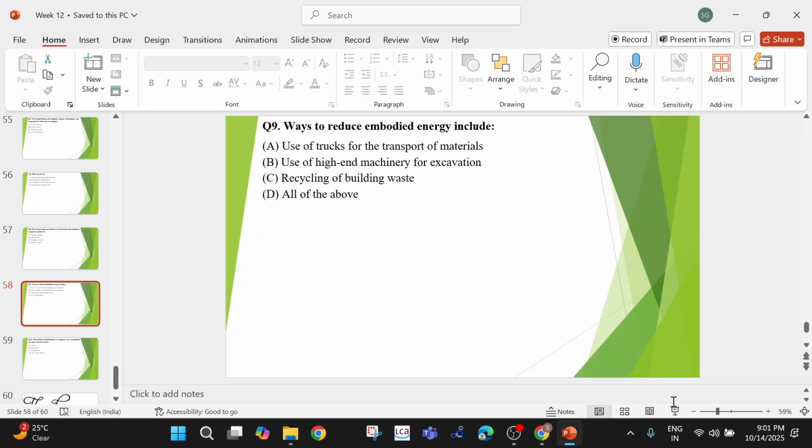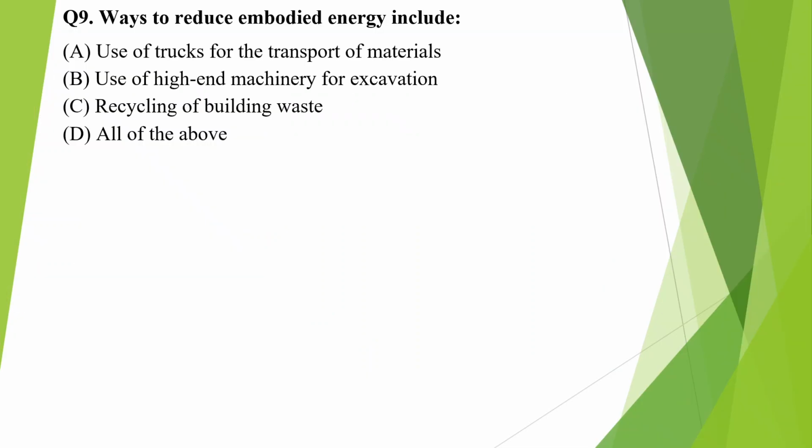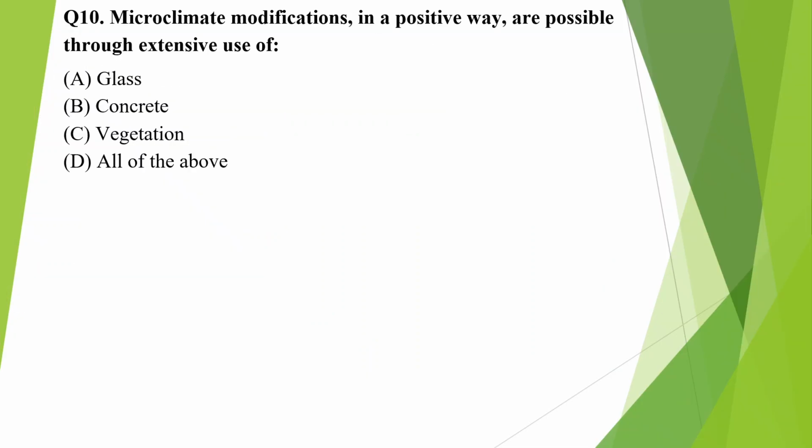So let us move to the last question of today's problem solving session, and let us discuss it also. Here is the 10th question and the last question, which is asking you about positive microclimate modification being possible through the extensive use of what. Let us see who can answer question number 10 correctly.